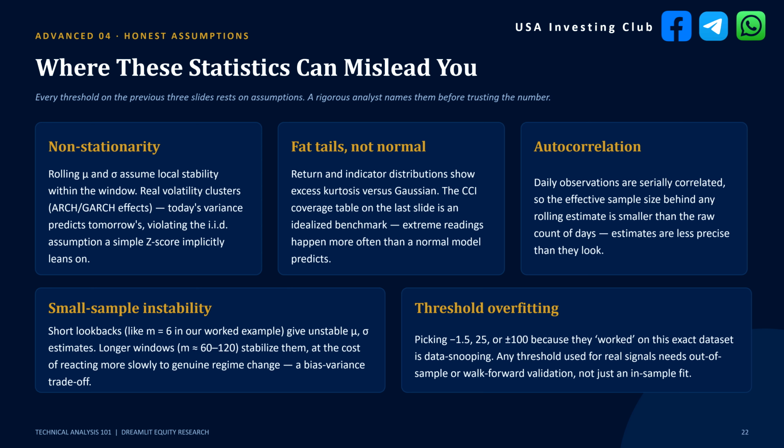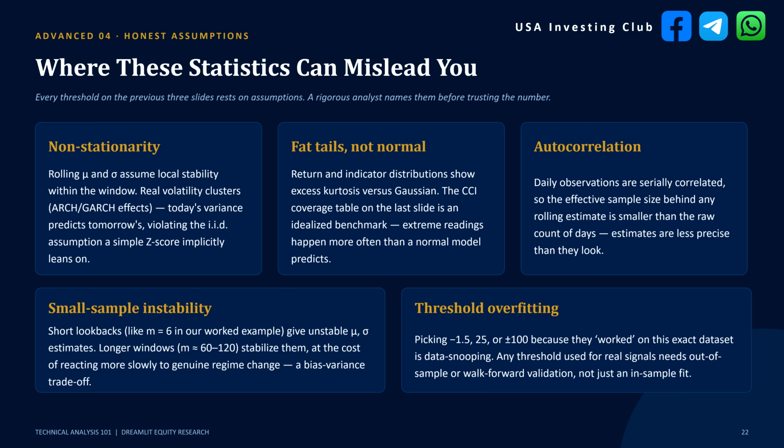Extreme readings happen more often than a normal model predicts. Autocorrelation: daily observations are serially correlated, which means the effective sample size behind any rolling estimate is smaller than the raw count of days suggests. Your estimates are less precise than they look on paper.